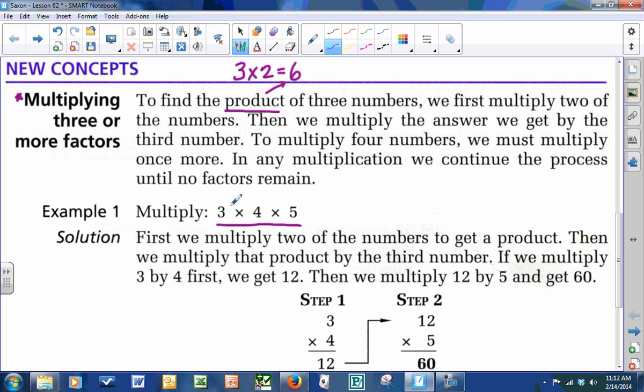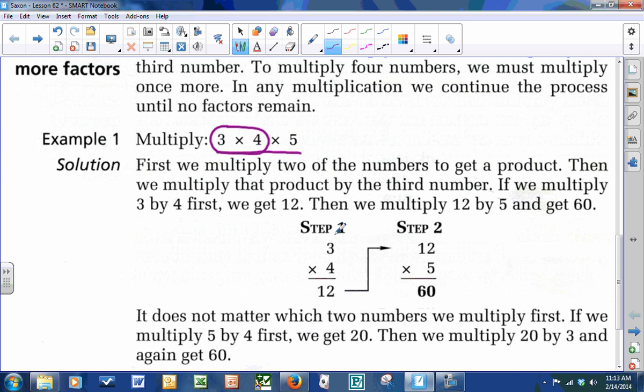So you may choose any two. I'm going to choose 3 times 4, and you would solve just that equation. So here it is, step 1. You take your 3 times 4, and if you know your multiplication facts, you can say to yourself, well, 3 times 4, that's 12. Then you have to go back up here and you still have to multiply by the third factor. This is the second step. You have to multiply by the third factor.